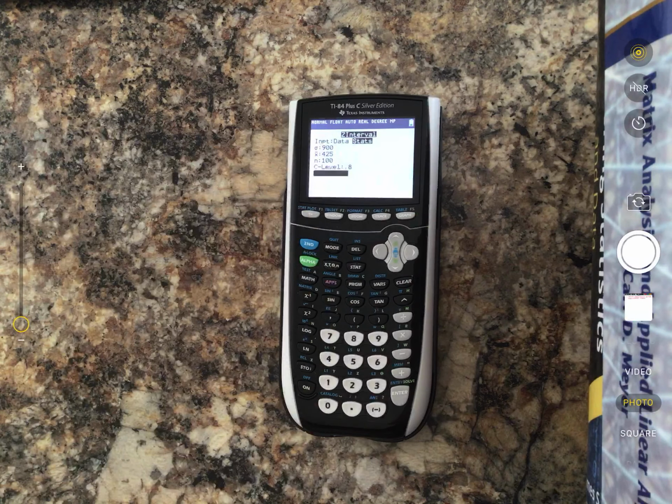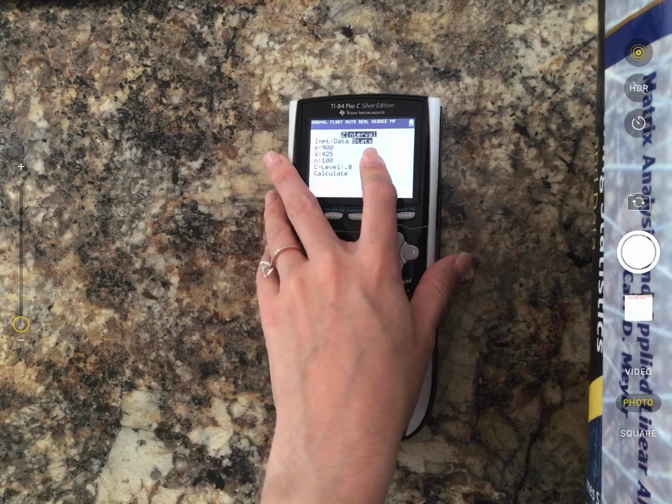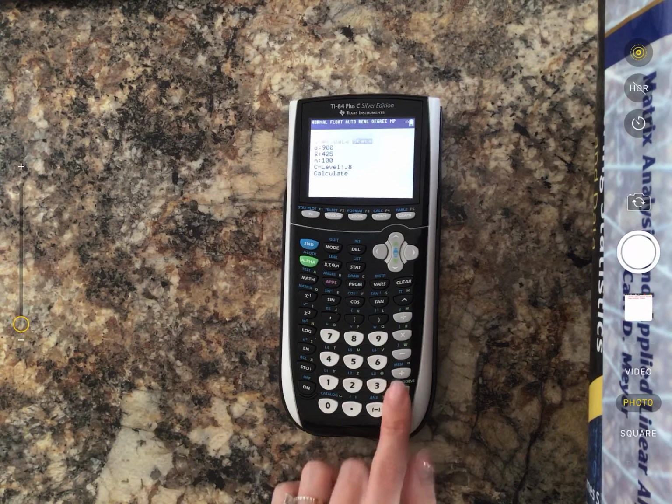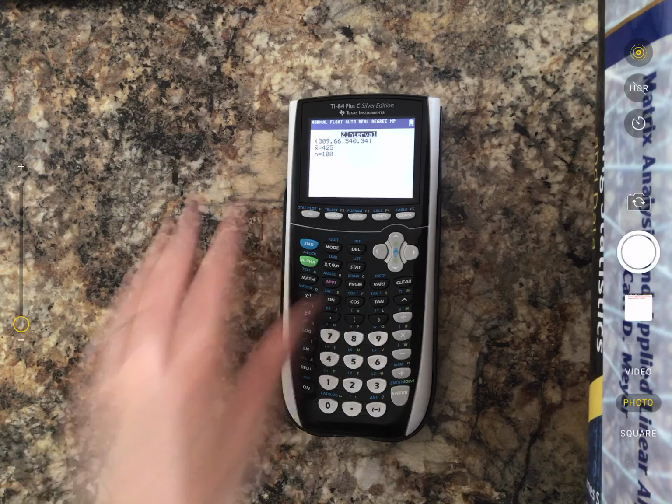If they gave you a data list of your sample, so they gave you all of the sample data points, then you would have to put that in as a list in your calculator and then run it. But for most of the problems you're going to get in this Z interval type problem, it's going to be statistics. So make sure you are on that, and you're going to go ahead and calculate.